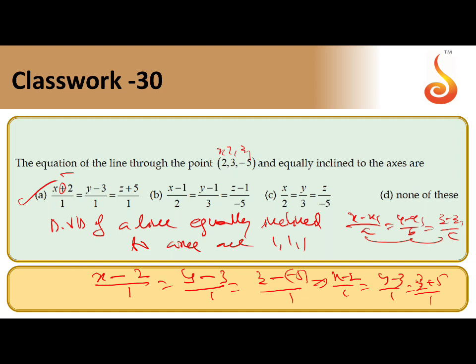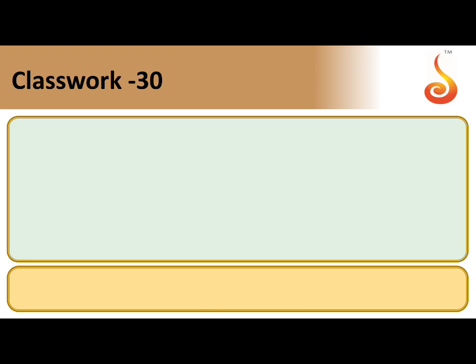Clear? So the first thing you have to remember: if you want to find the DRs of a line that is equally inclined to the coordinate axes, the DRs will be 1, 1, 1. Then take the answer. Check the answer. Option A is correct.